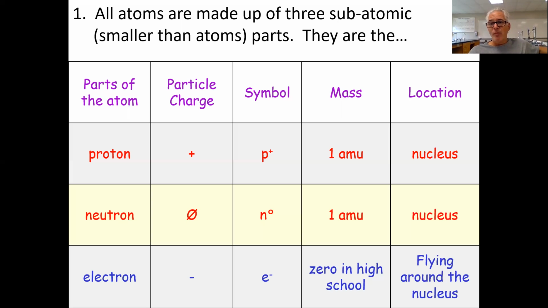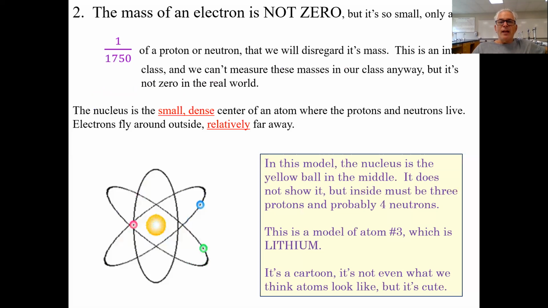Technically, the electrons have no mass in high school, but all the mass is in the nucleus, but in reality, there is a little tiny bit of mass flying around with the electrons. Now, isn't this a cool little diagram here on the bottom? Look at it zipping around. The mass of the electron is not zero. Technically, that's approximately correct. 1/1750th the mass of a proton or the mass of a neutron. We're going to disregard it. We're going to call it zero. But in all honesty, it's an important number.